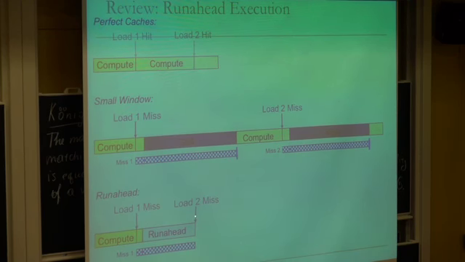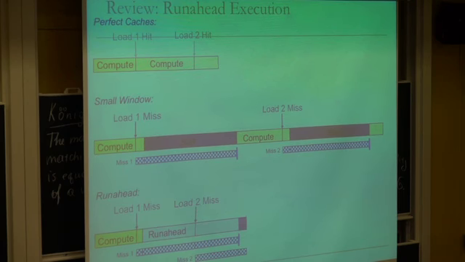And while you're running ahead, executing speculatively, hopefully you discover this load 2 miss because you aren't stalling anymore. And hopefully it's valid. Hopefully it's not dependent on this load 1 miss. And that means that you can generate its address and start the miss caused by it earlier, such that you can service it in parallel with the previous miss.